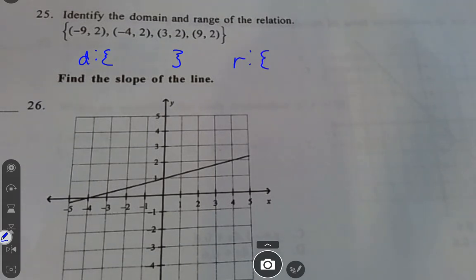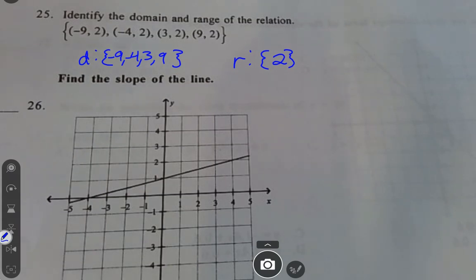My domain, what are all my x values? Y'all read them to me. -4, -9, -4. This is my x values, the domain. 3 and 9. All right, y'all list me my range, my y values. 2.